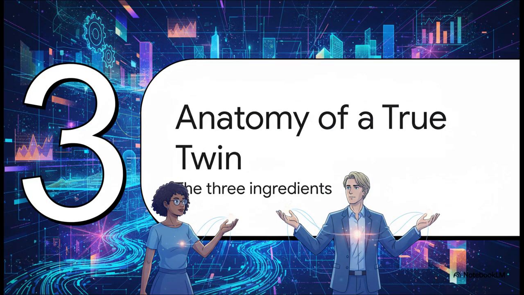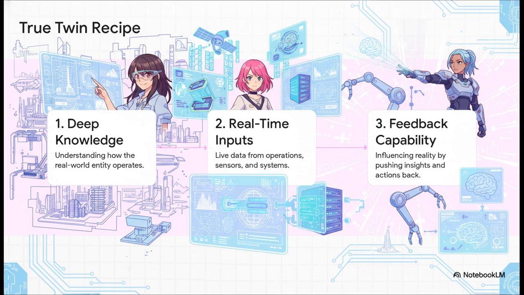So what does it actually take to build one of these? What are the nuts and bolts, the essential ingredients that make a true functioning twin different from just a fancy-looking dashboard? It really boils down to three core components. First up, deep knowledge. This is the skeleton, the blueprint of how the organization actually works, often captured in things like enterprise architecture. Second, you need real-time inputs. This is the lifeblood, the pulse. It's the live data from operations, from KPIs, from project updates. This is what keeps the twin honest and aligned with reality. And third, and this is absolutely crucial, feedback capability. The twin doesn't just sit there and watch. It pushes insights and even actions back into the real world.